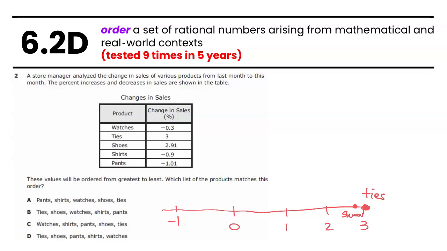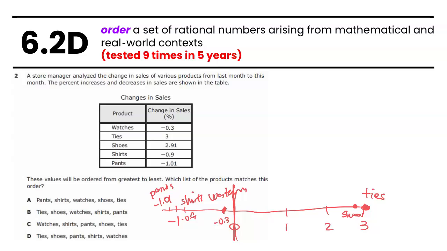And then let's see. The rest of the numbers are negative. So if I go to watches, I've got -0.3. So I know that -0.3 is going to be on the left side of 0. -0.3 is going to be right about here, and that's going to be my watches. -0.9 is going to be a little closer to -1, so -0.9 is going to be here, and that's going to represent my shirts. And then finally my pants is -1.01, which is on the left side of -1 on my number line. And so -1.01 will be my pants.